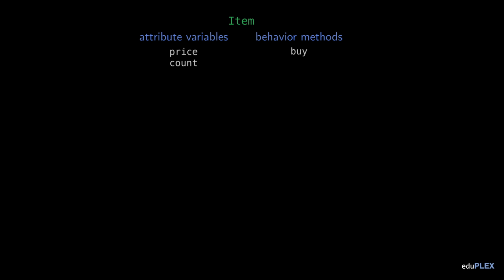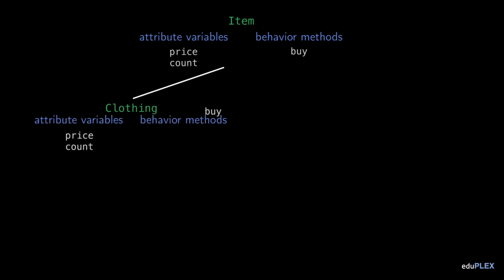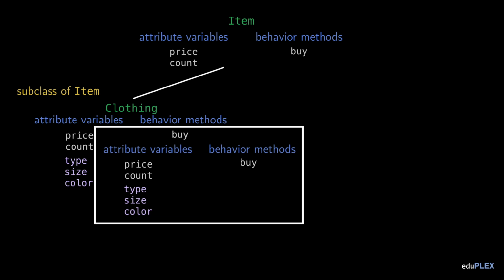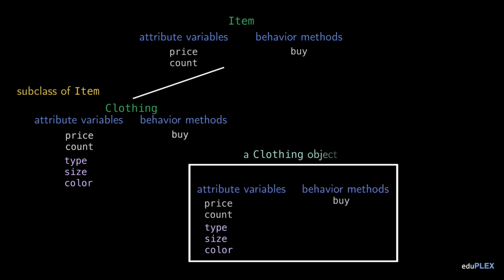Well, item is pretty generic. All items have a price and count, but if I'm looking at t-shirts, those have sizes. Do I need to make another class separate from item for t-shirts? Well, no, I can make a class called clothing that inherits price, count, and buy from item, but also has type, size, and color attribute variables of its own. Clothing is a subclass of item. Here, I could make a clothing object which contains price and count from item and type, size, and color from clothing. For example, I could have 10 units of a blue, large t-shirt that's priced at $18.